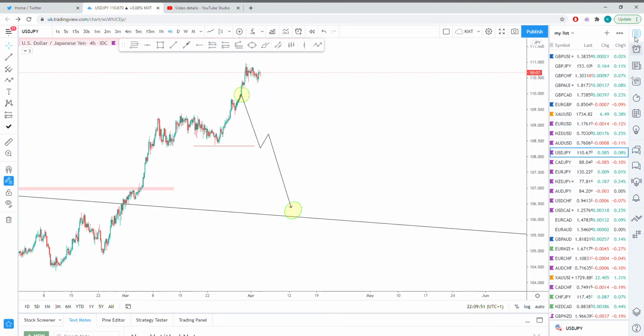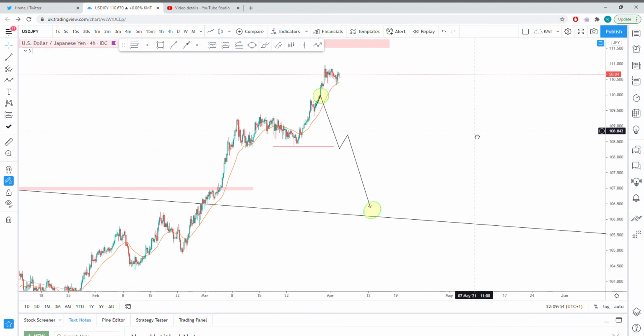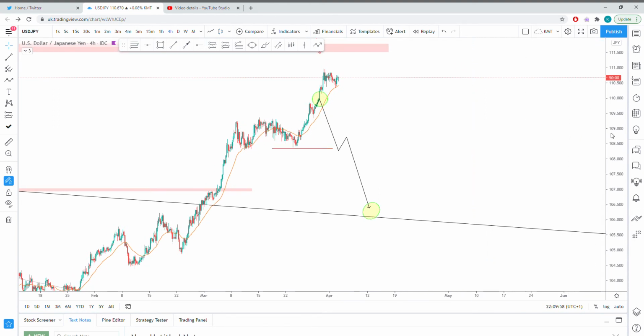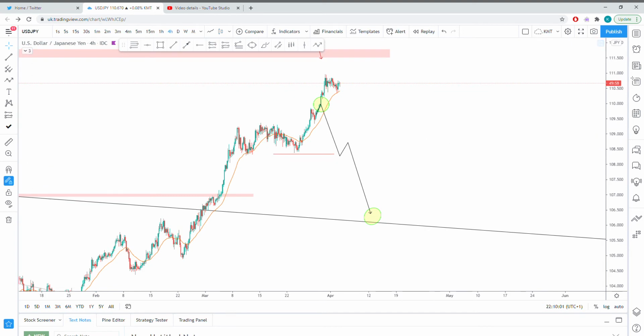So maybe if you really just want to focus on the definite ones, I would probably just wait on that one for a retest maybe. So yeah, it's totally up to you how you want to play that.